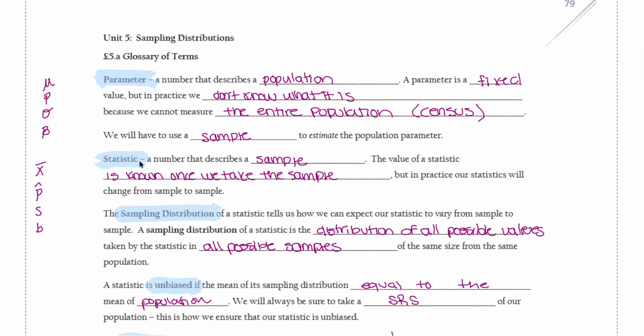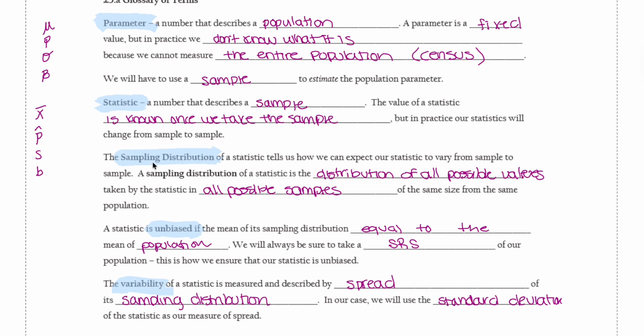Statistic. It is a number that describes a sample. The value of a statistic is known once we take the sample. But in practice, our statistics will change from sample to sample. The sampling distribution of a statistic tells us how we can expect our statistic to vary from sample to sample.